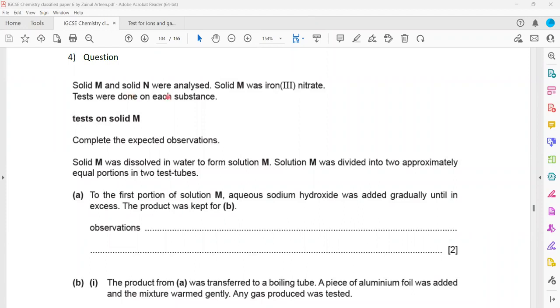So solid M and solid N are analyzed. M is iron 3 nitrate. So an iron 3 nitrate salt is there. What does it mean? It means it contains iron 3 ion and it contains nitrate ion, which is -1. Test on solid M: complete the expected observation.